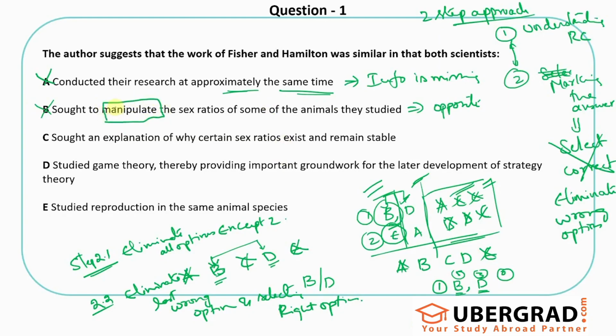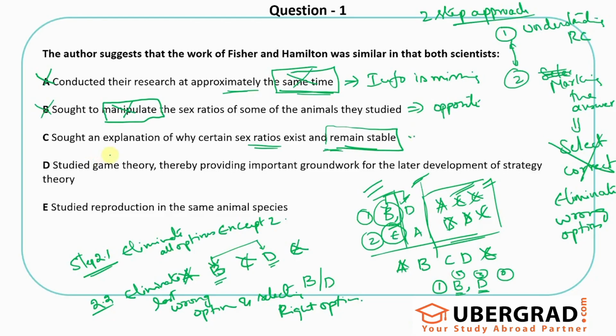This is the problem for me here. Approximately the same time. I don't have a word for this. Sought an explanation of why certain sex ratios exist and remain stable. This looks like a decent option, right? They were both trying to understand why the sex ratios exist and they remain stable. Most importantly, this is the keyword for me, right? So I'll keep it. I'll hold myself for now.